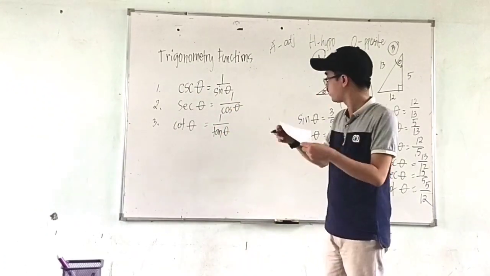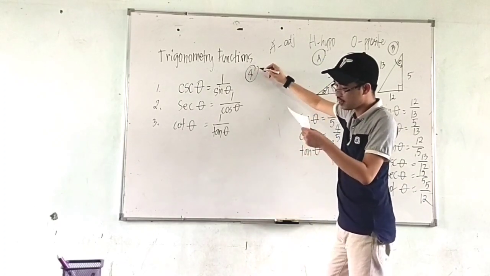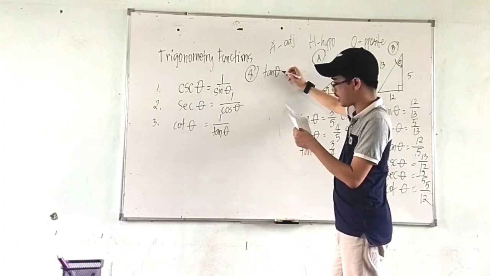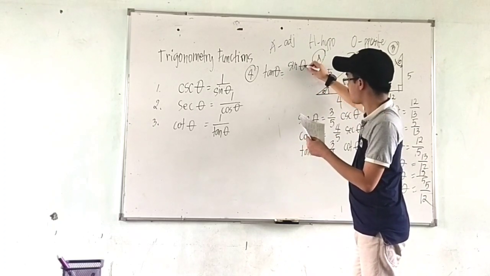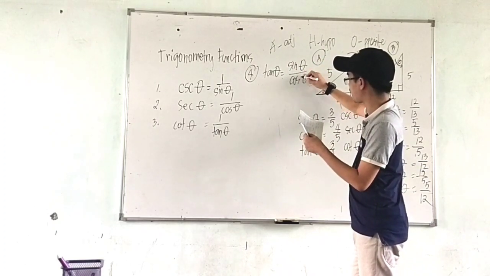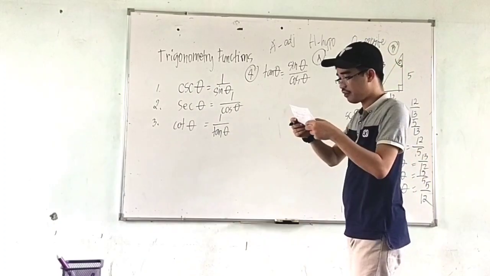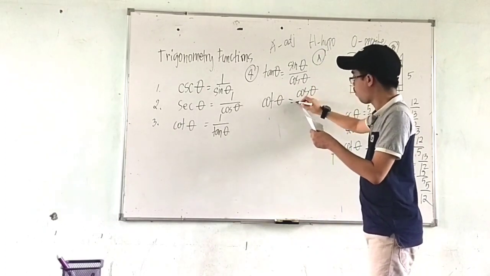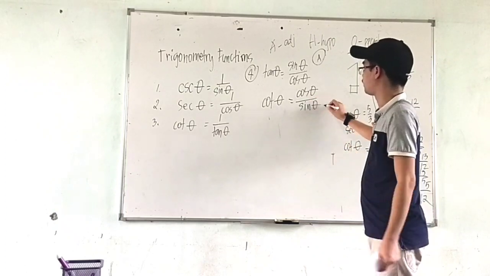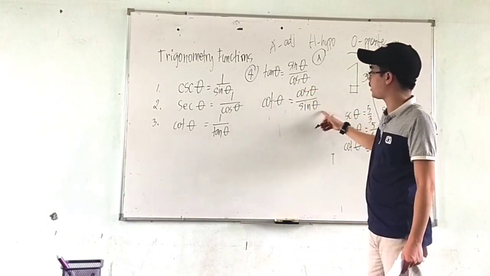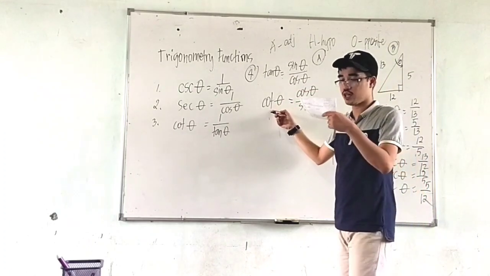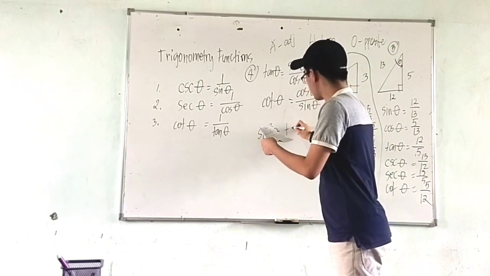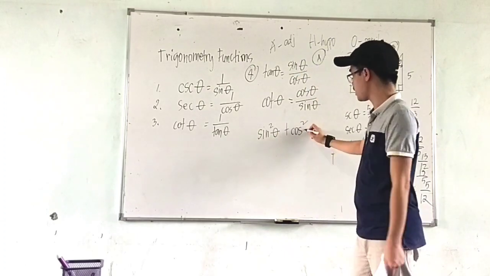Okay, next, number 4. Dito ko na lang po siya ilagay. Number 4, we have tangent theta is equals to sine theta over cosine theta. Same lang din po yan. Next, another one, number 5, we have cotangent theta is equals to cosine theta over sine theta. Okay? So, pag nakaharap tayo ng mga problem na ganito, pwede na po siyang i-convert sa cotangent theta. Okay, last, sine squared theta plus cosine squared theta is equals to 1.